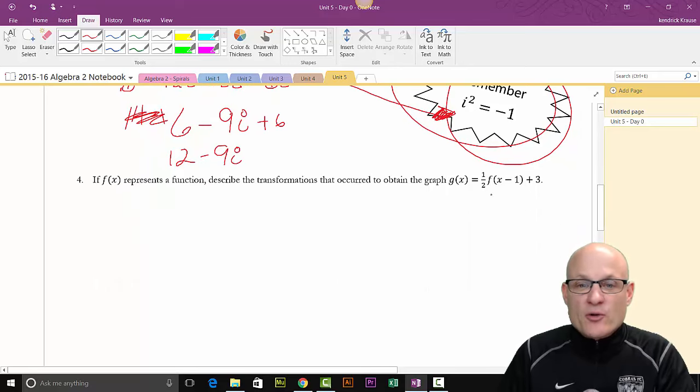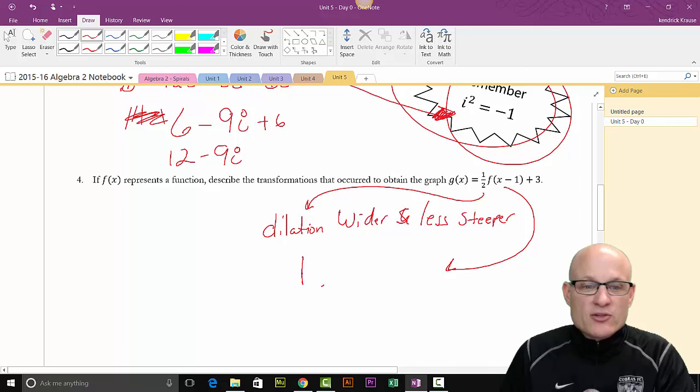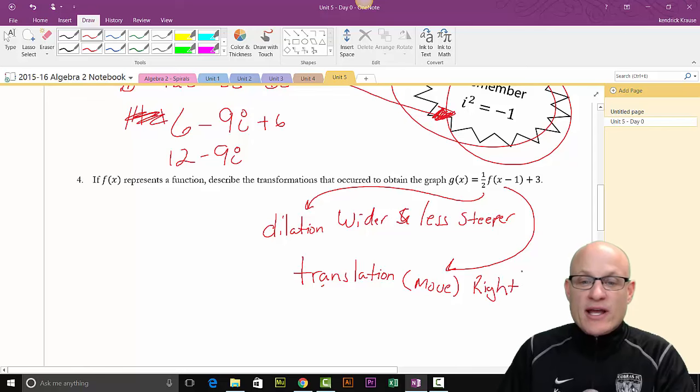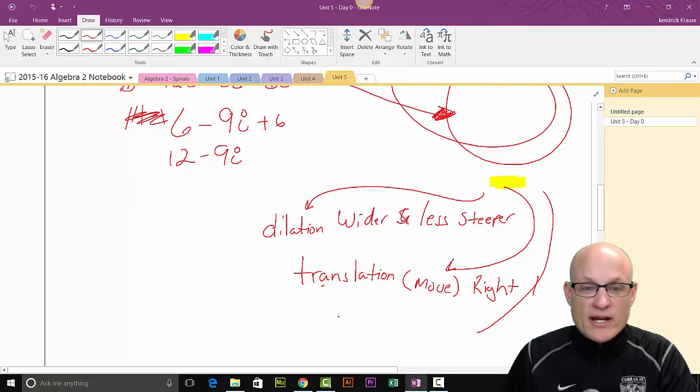Express the function transformation that occurred on this graph. So a couple things. This is a dilation. So it makes it wider or less steep. Basically, the rate of change is going to be slower. This minus 1 is a translation, otherwise known as a move right 1. Anytime you add on the inside like we're doing here, that is a move left or right. And remember, it's backwards. And this last part, this positive 3, that's a translation up 3 units.